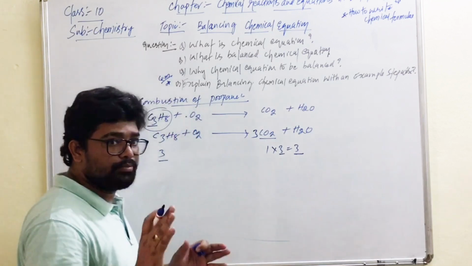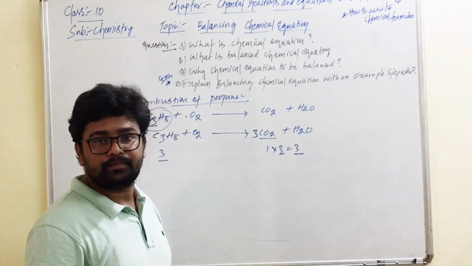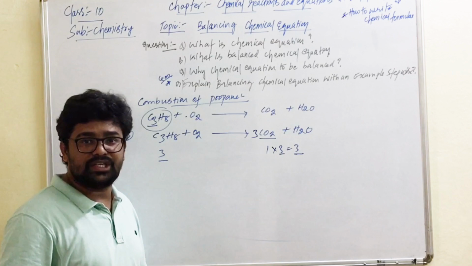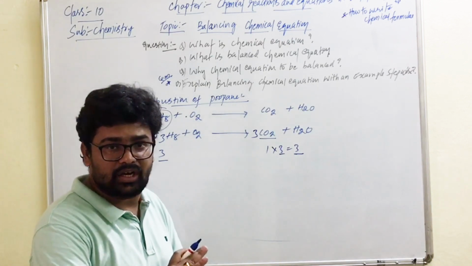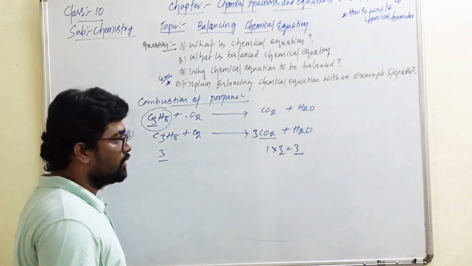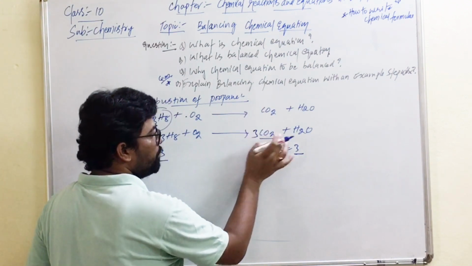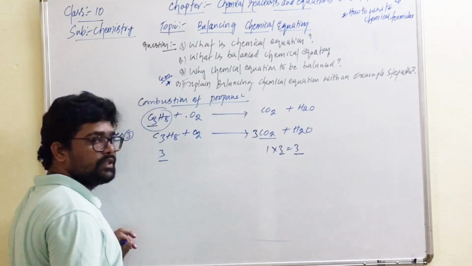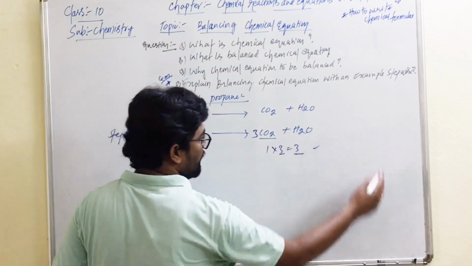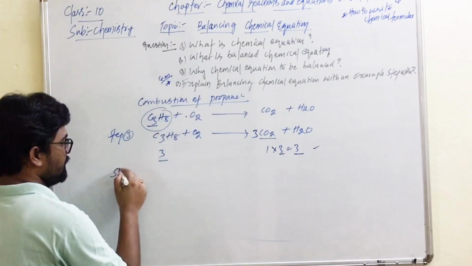You are not supposed to change a formula. फॉर्मूले का सबस्क्रिप्ट चेंज नहीं करना, फॉर्मूला को चेंज नहीं करना एट एनी कॉस्ट, राइट? Do not change the formula. Okay, we need to place that number before that formula. Is it clear? So the number of carbons are balanced now. ठीक है, that is step 3.